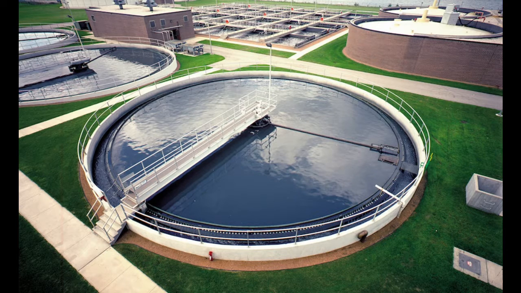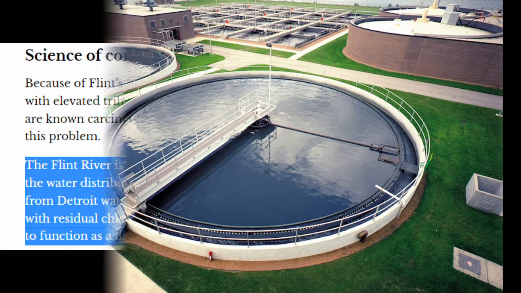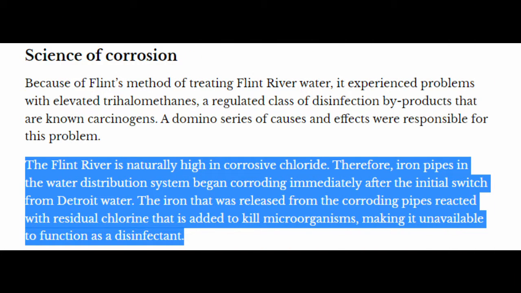To build up your background a little bit more, I'm going to be quoting an article that's provided in the description of this video. Quote, "The Flint River is naturally high in corrosive chloride. Therefore, iron pipes in the water distribution system began corroding immediately after the initial switch from Detroit water. The iron that was released from the corroding pipes reacted with the residual chlorine that is added to kill microorganisms, making it unavailable to function as a disinfectant."